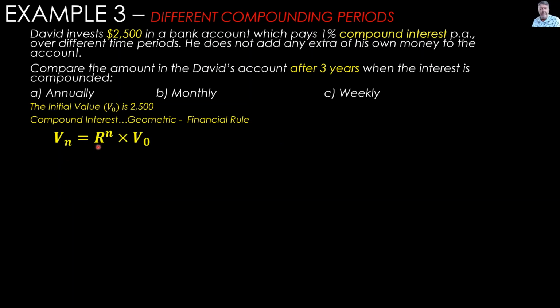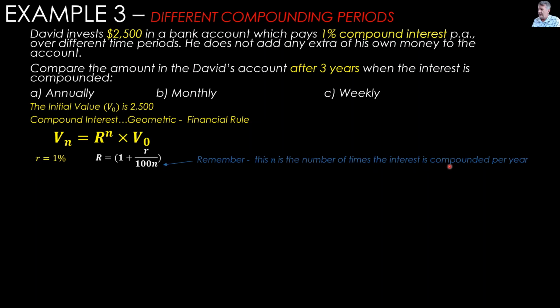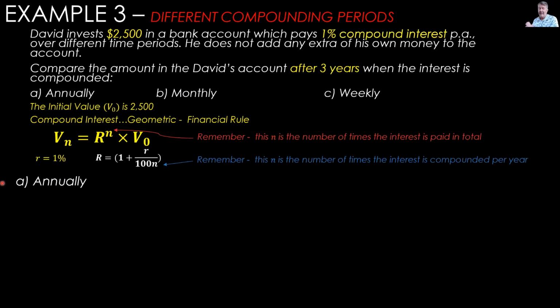Now, do we know r? The r is going to be different for each one, isn't it? So 1% was the interest rate. What was r? 1 plus a little r over 100n. Okay, so this n is the number of times interest is compounded per year. This n up here, what n is that? That n is the number of times interest is paid in total. Now, I've done red and blue for a reason here. You'll see why shortly. This is the one you've got to be careful of. This happens a lot in year 12. If you can get it in year 11, beautiful, done. It will become second nature by year 12.